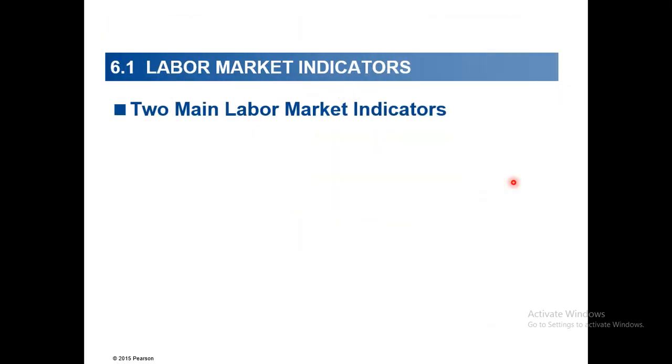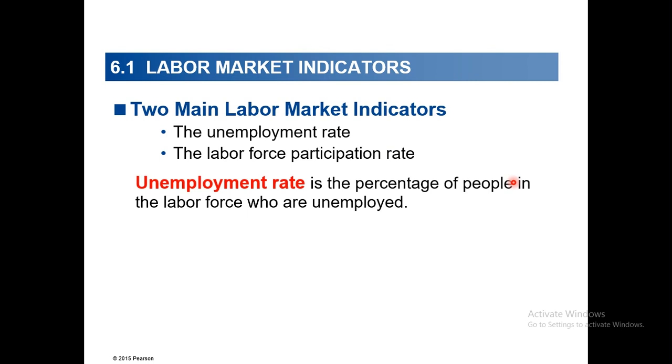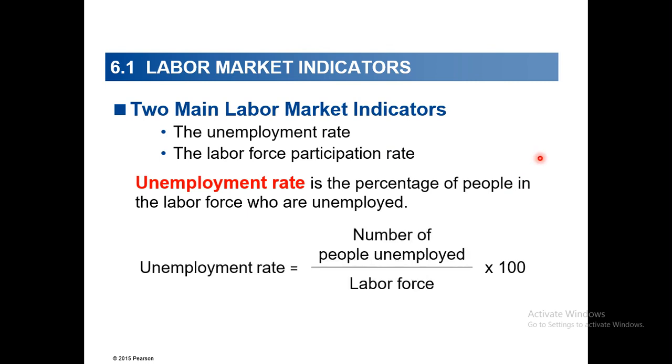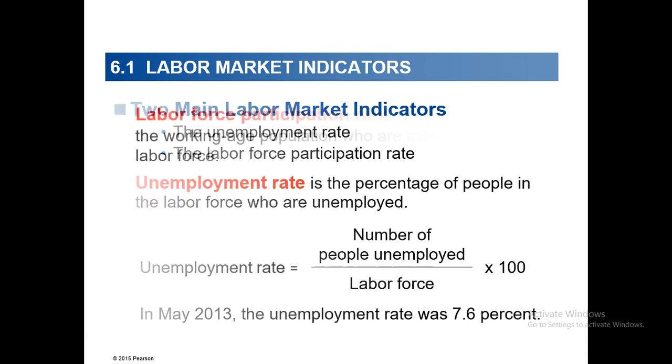So two main labor market indicators: the unemployment rate and the labor force participation rate. The unemployment rate is the percentage of people in the labor force who are unemployed. The unemployment rate equals the number of people unemployed over the labor force times 100. The unemployment rate was 7.6% as at May 2013.